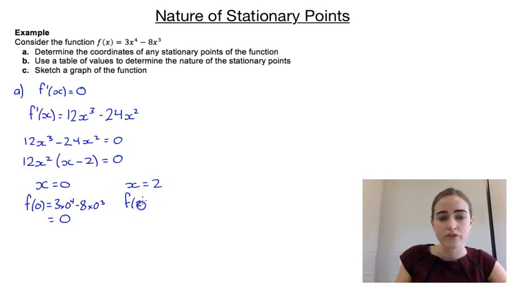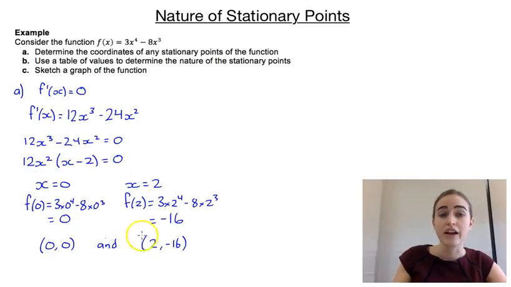And f of 2 would be 3 times 2 to the power of 4 minus 8 times 2 cubed, which will give us minus 16. So that means we have 2 stationary points. One of them is at (0, 0), and one of them is at (2, -16). So that's part A.